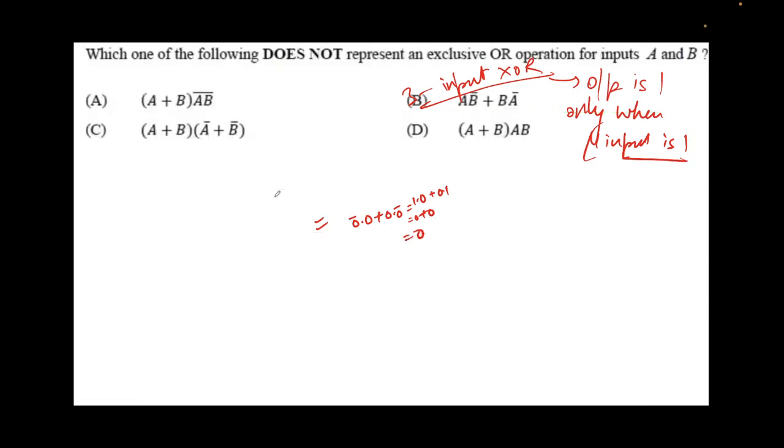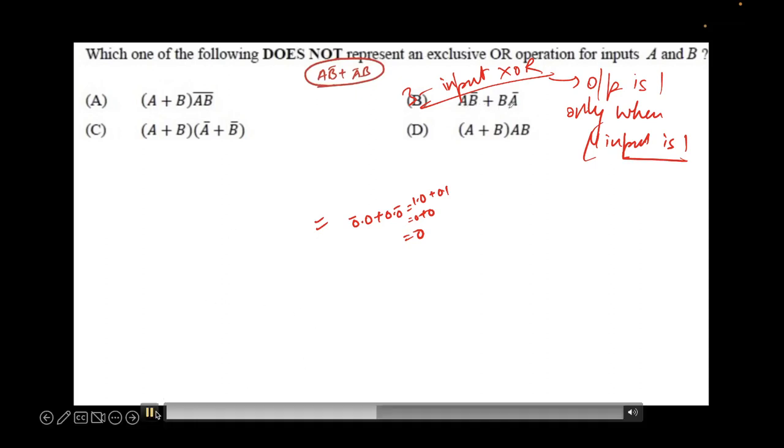Okay, so we do know that the output expression is A B bar plus A bar B. This is the expression that we know is true for XOR gate. The question asks which does not represent it. So you note option B first. It's very easy to see. Option B says A B bar plus A bar B.